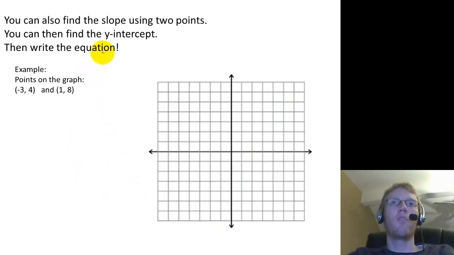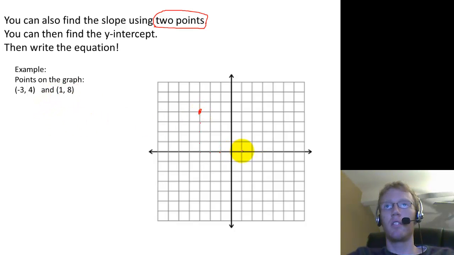Okay, another way that you can do this equation in slope-intercept form is if you're given 2 points on the graph. So you can imagine if I'm given 2 points, I could plot them, and certainly there's a line that goes through them. So let's plot them. -3, 4. That's back 3, up 4. There's my first point, and the other one is 1, 8. So over 1, up 1, 2, 3, 4, 5, 6, 7.